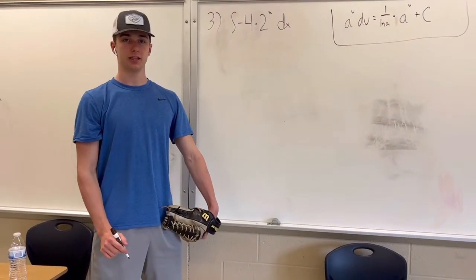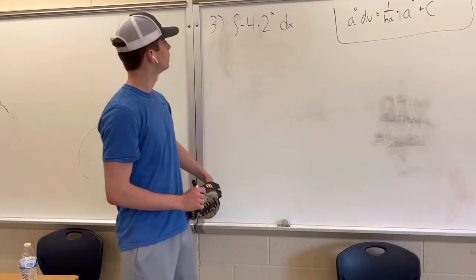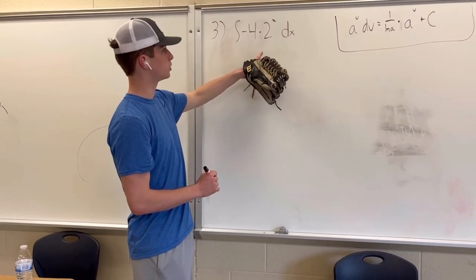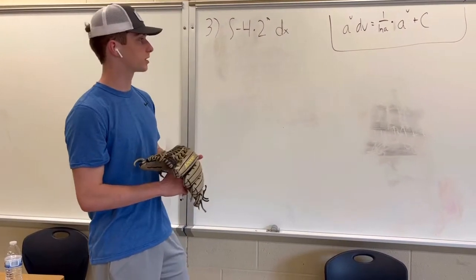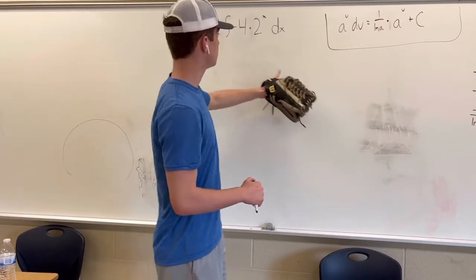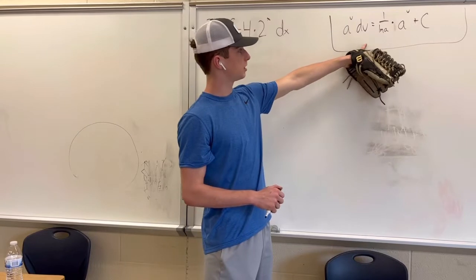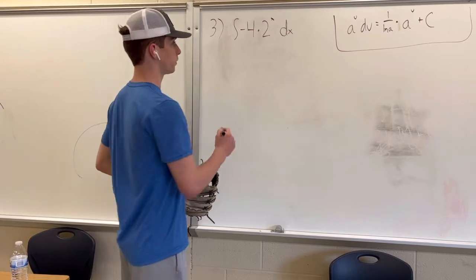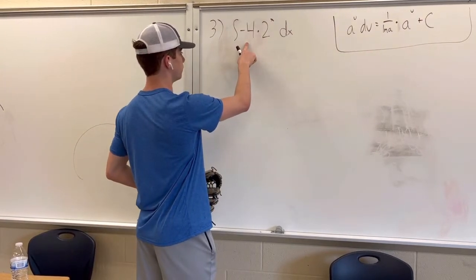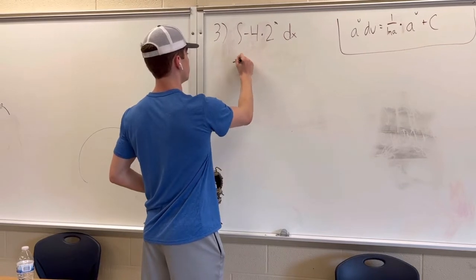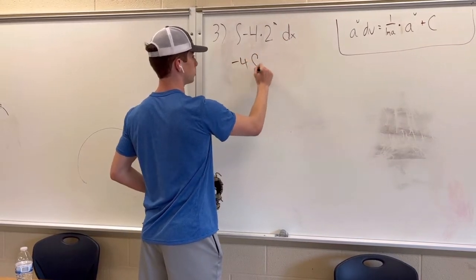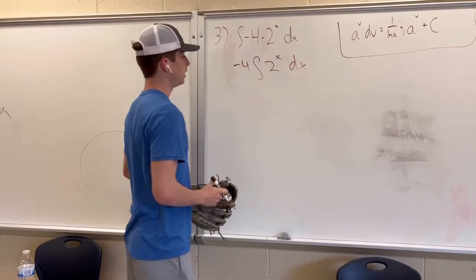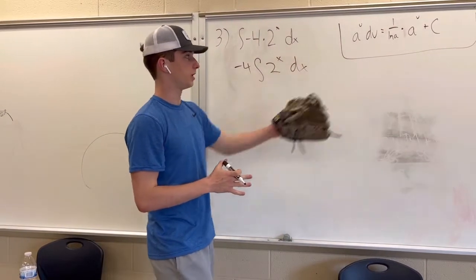Howdy folks, I'm Jake Gita and I'm coming at you with number 3. So the base equation is the integral of negative 4 times 2 to the power of x dx. And our goal here is to fit this equation into this formula so that we can further simplify the integral. So our first step is going to be to move this negative 4 to the front of the integral. So we're going to go negative 4 integral 2 to the power of x dx. And this fits the formula up here now.